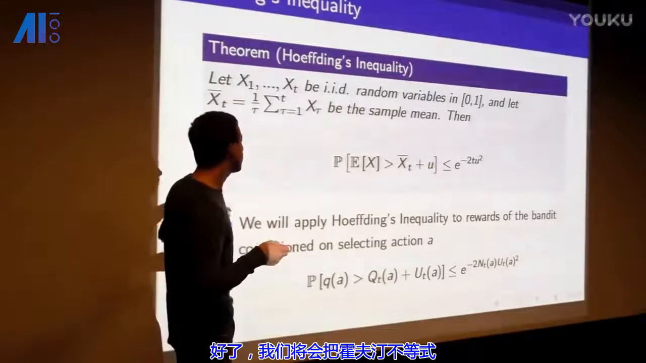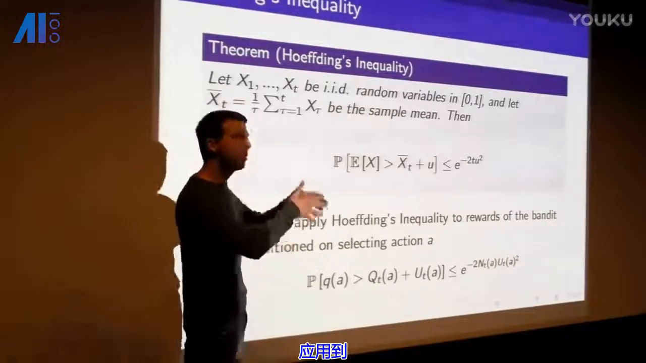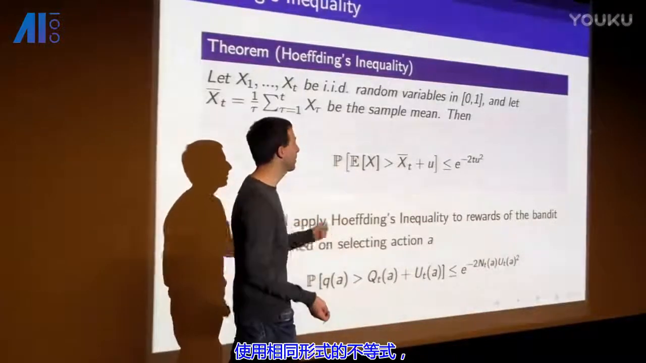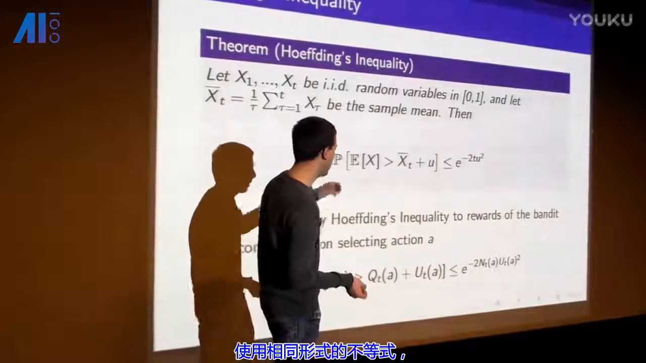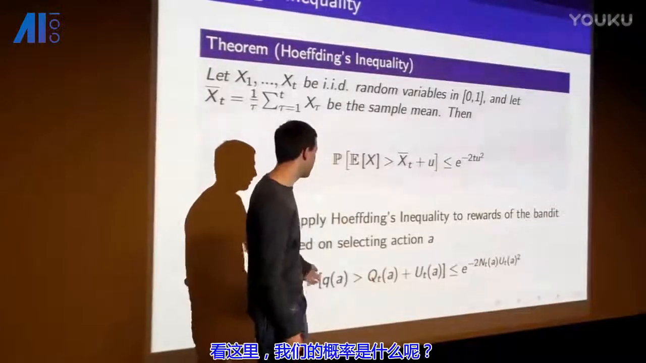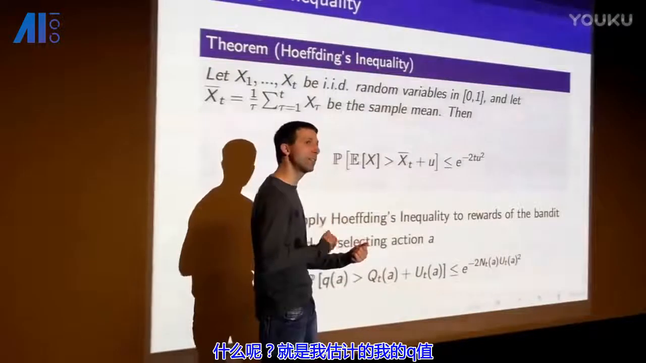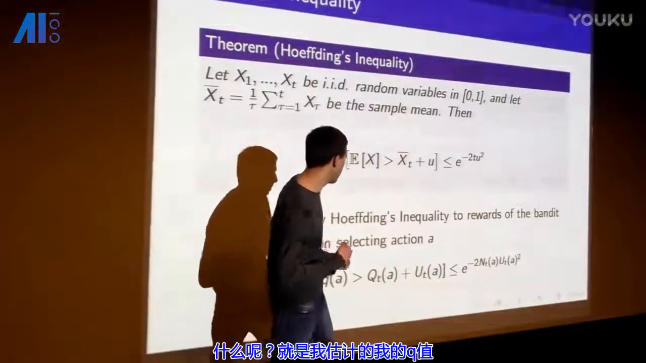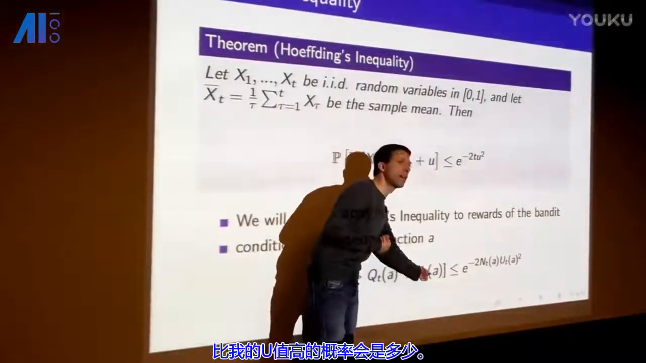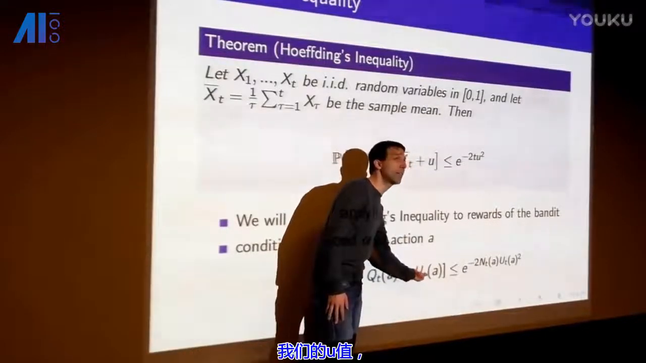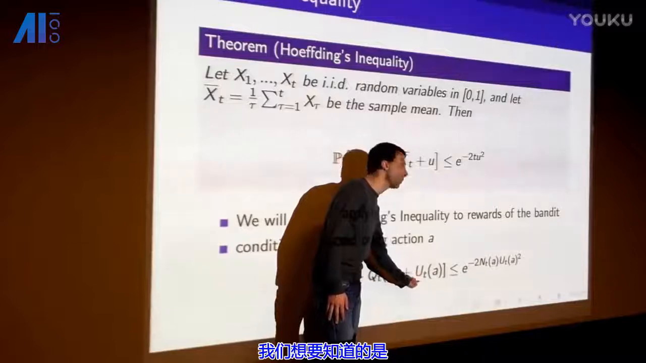So we will apply Hoeffding's inequality to the bandit case. All we're doing here is applying exactly the same inequality. And now we see this is basically saying, what's the probability that I'm wrong in my estimate of these Q values by more than my U value? And we're going to use this to solve for the U value, to set this upper confidence value to the appropriate amount.